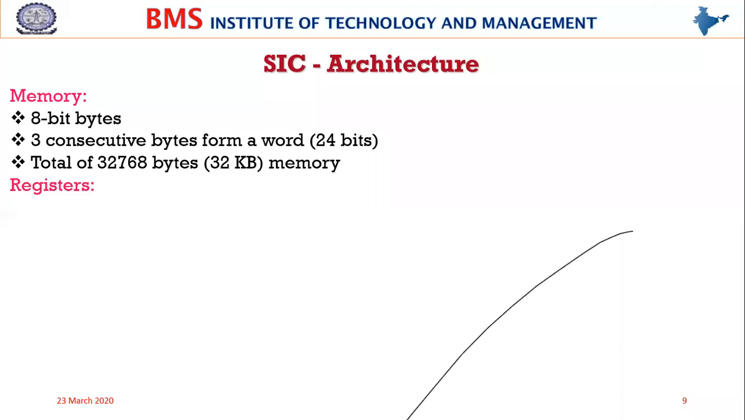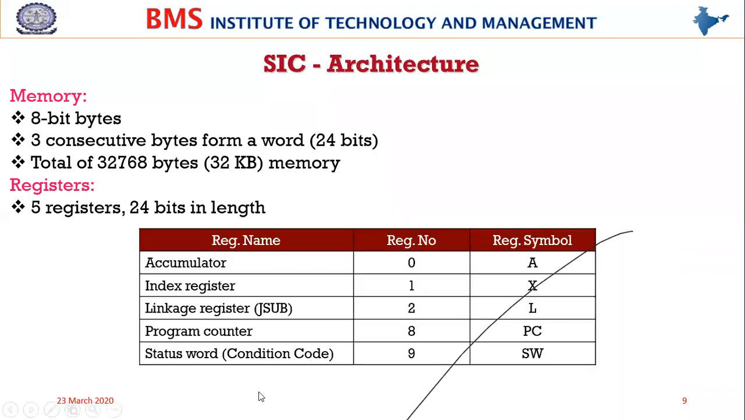And we do have registers, the processor buffers, which we call registers, right? Here we have 5 registers. Each register size is 24 bits, and it's a standard. These are the set of registers we have. Every register is given a symbol as well as a number.